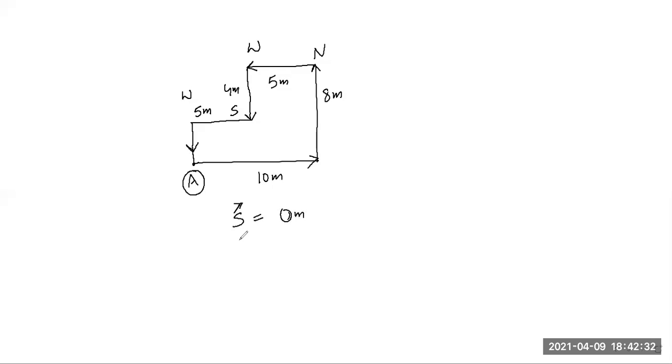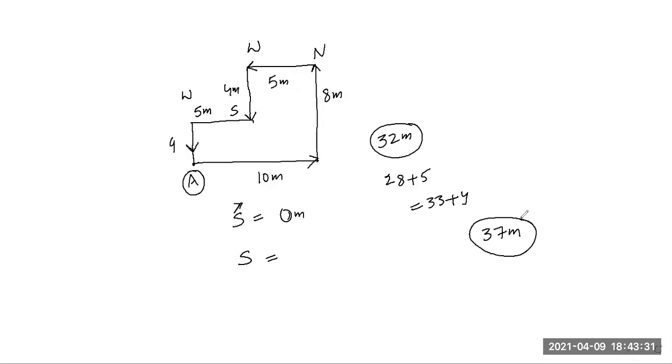What is the distance traveled by this person? Can anyone tell? What is the distance traveled? Please calculate. Yes, students. 10 plus 8, 18. 18 plus 5 plus 5, 10. How much? 18 plus 10, 28. 28 plus 5. How much? 33. 33 plus 4. This distance, 37 meter, is the distance traveled by the person. Am I right?